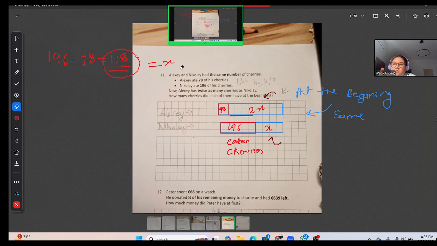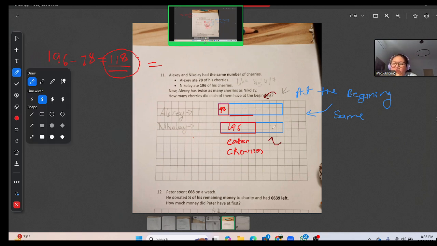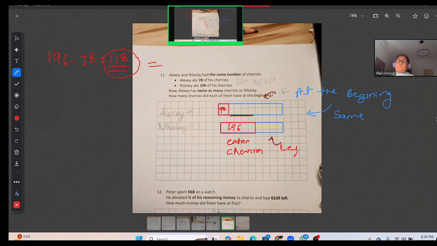Or let me remove x. Let me say this is the leftover cherries. And if you draw the leftover cherries, this is double of this, right? So 118 is the leftover cherries for Nicole.